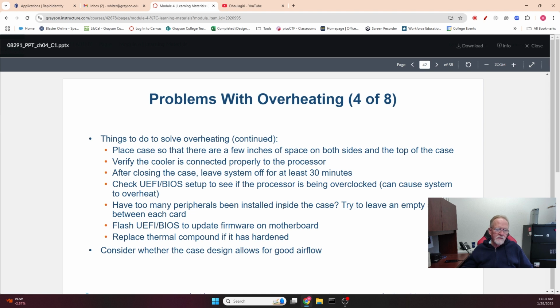Too many peripherals installed inside the case. Try to leave empty slots between each card. Flash the BIOS to update the firmware. Replace the thermal compound if it's hardened. And then consider whether the case design allows good airflow. This is particularly the case if you've got a small form factor case, those little flat clamshell cases, notoriously bad for airflow.